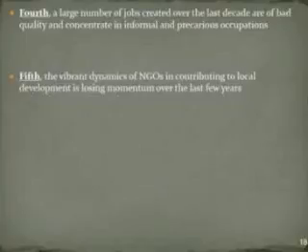The fourth thing is that a large number of jobs created over the last decade are of bad quality and concentrated in informal and precarious occupations. So you probably have some income, but this income is coming from precarious occupations. And the fifth factor is that the vibrant dynamics of NGOs is losing momentum over the last few years. It's true that Morocco has known a political openness in the early 2000s, and you have this huge proliferation of NGOs, but not over the last few years. You have more tightening, and I will explain that also through the Monarch's initiative and how NGOs are involved in this initiative.